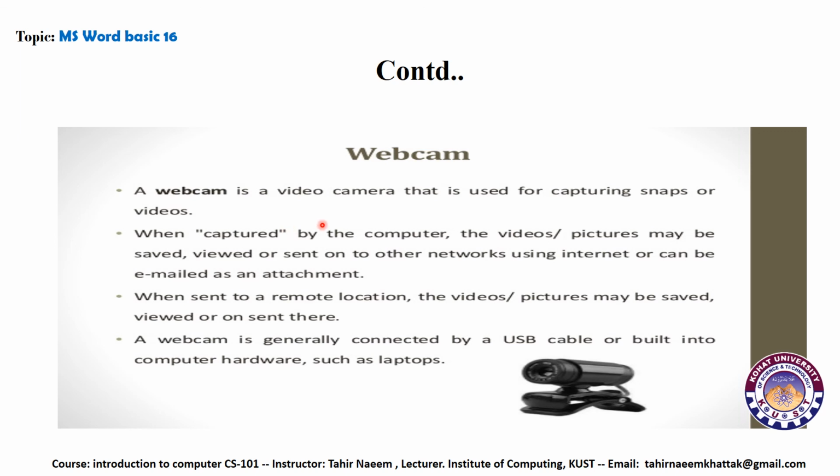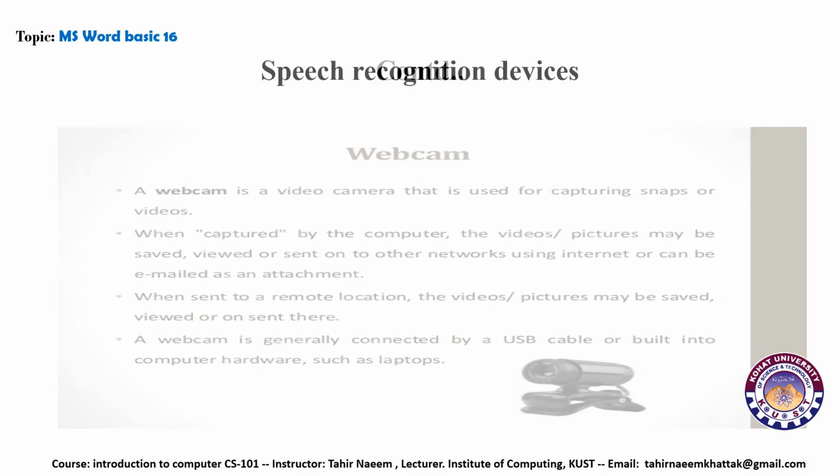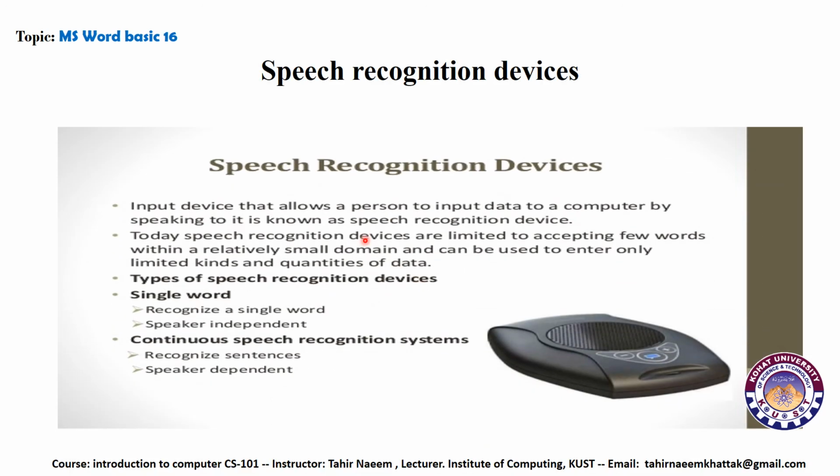Webcam. A webcam is a video camera that is used for capturing snaps or videos. When captured by the computer, the video picture may be saved, viewed, or sent over networks using the internet, or can be emailed as an attachment. When sent to a remote location, the video picture may be saved or viewed there. A webcam is generally connected by a USB cable or built into computer hardware such as laptops.